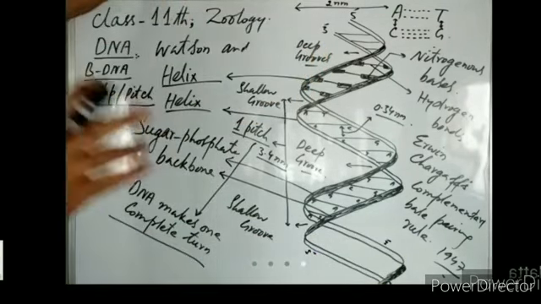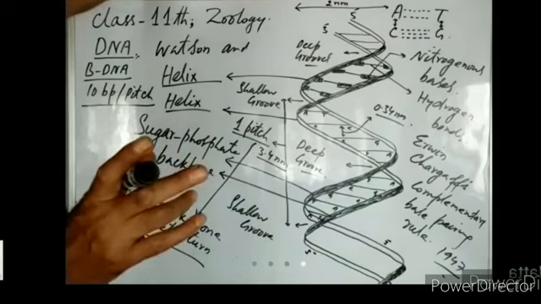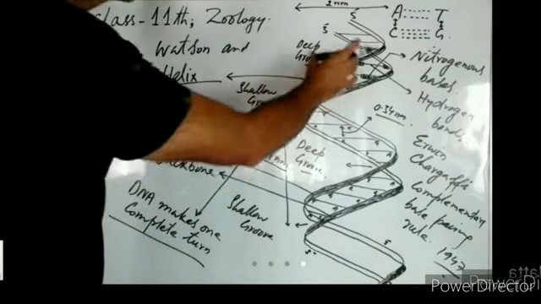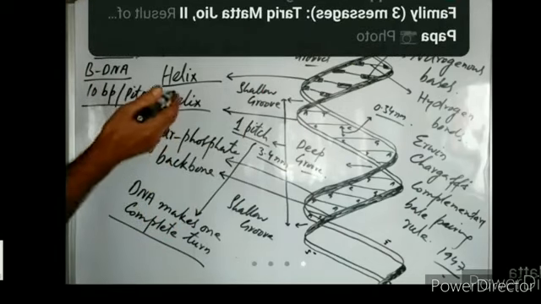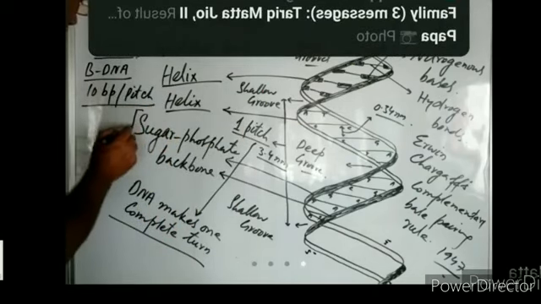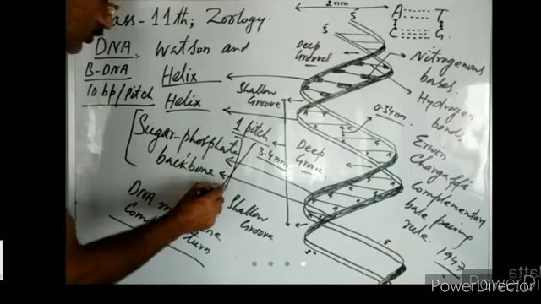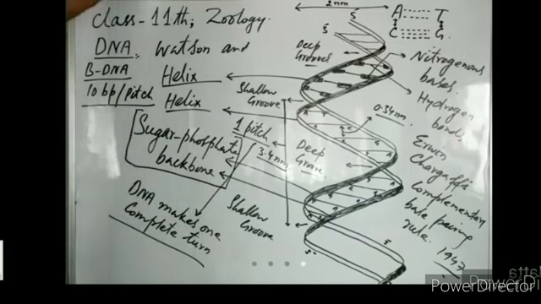So they are parallel to each other but opposite in direction. So what are these two strands basically? These two strands are basically sugar phosphate backbones. You know, pentose sugar and phosphoric acid, they combine and they form the sugar phosphate backbone.